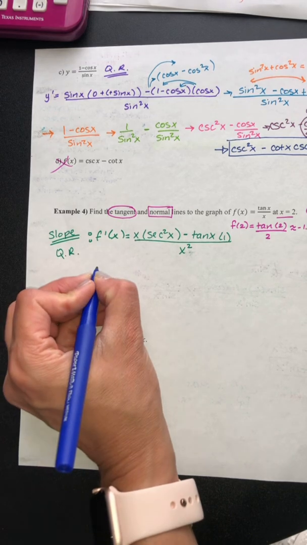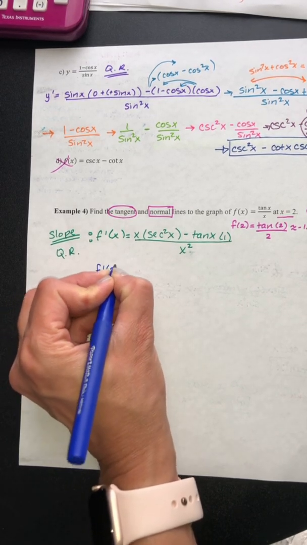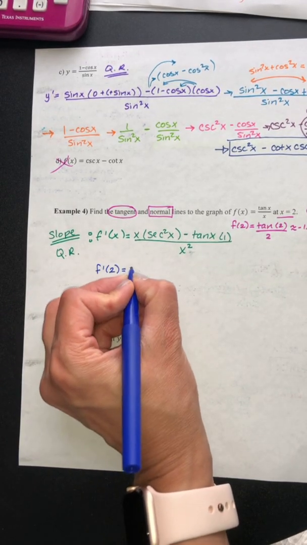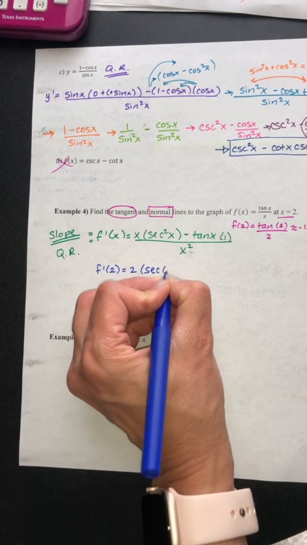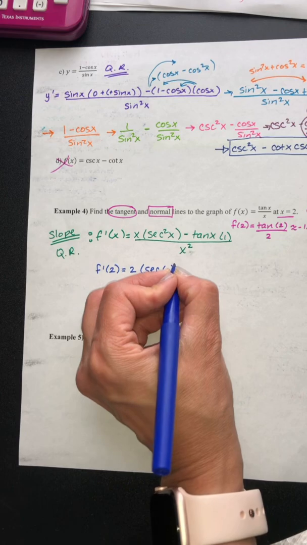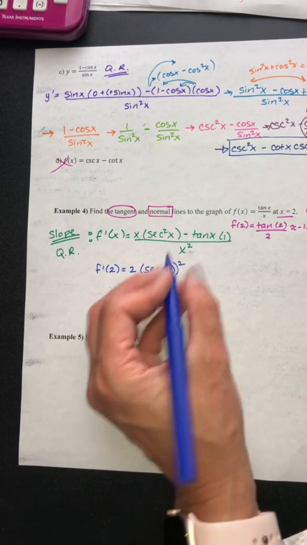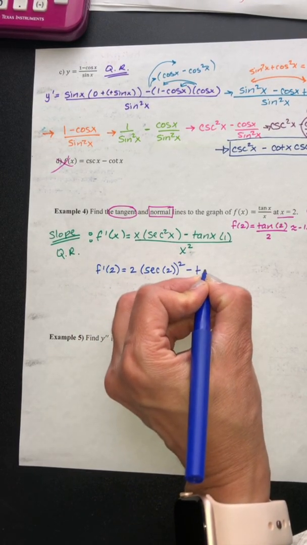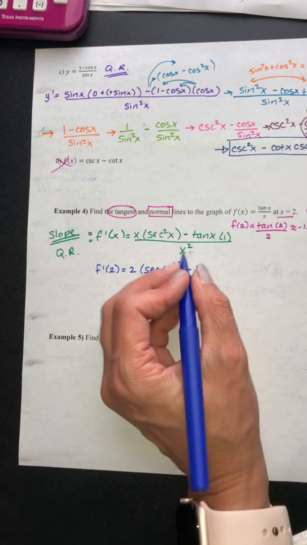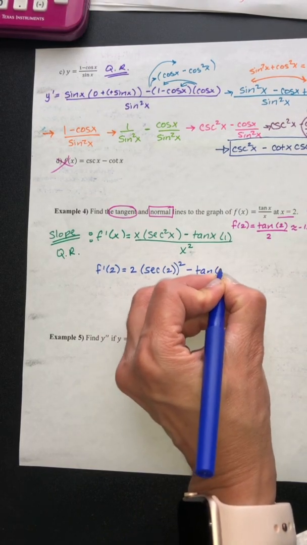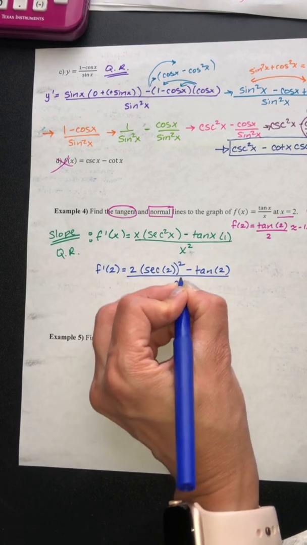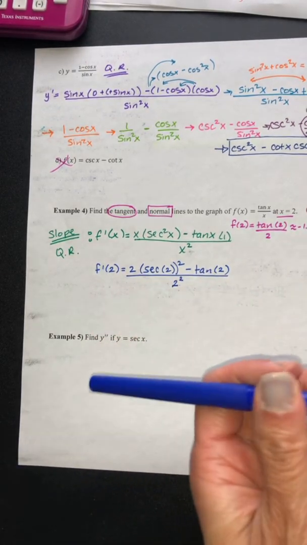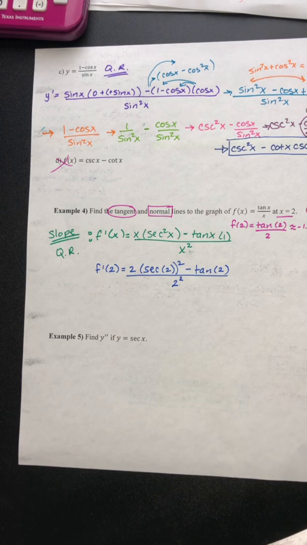So that means now we need to plug in the 2. So f prime of 2 is going to equal 2 times secant of 2, and that squared basically means you're squaring whatever that answer is, minus tangent. Tangent of x times 1 is just tangent of x, so tangent of 2, all over 2 squared. Okay. And we're going to have to use our calculators for this.